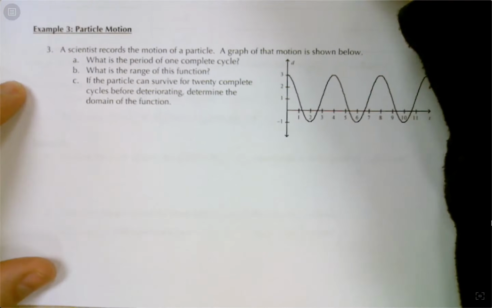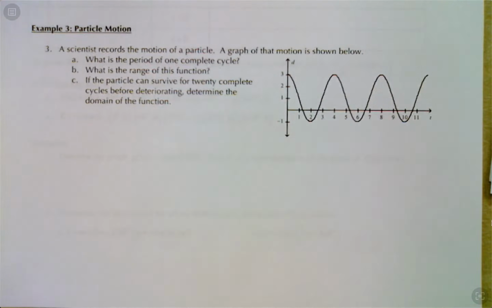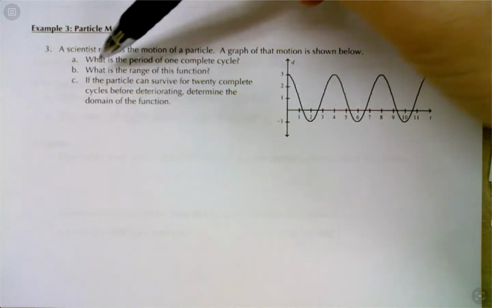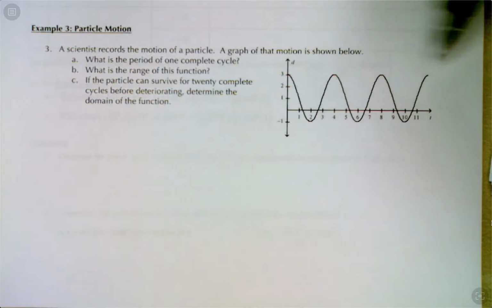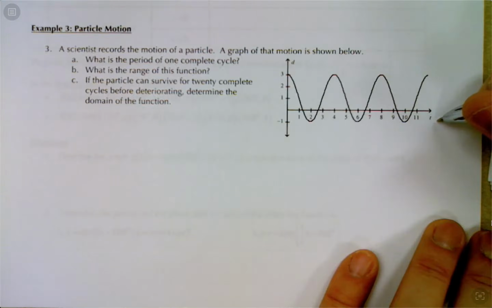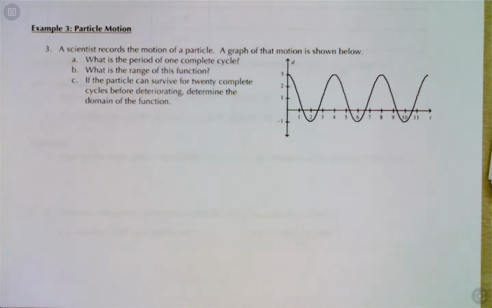All right, last example, example 3. There's a lot of space for 2 questions. Particle motion. A scientist records the motion of a particle. A graph of that motion is shown below. We've got d distance, t times. What is the period of one complete cycle? We don't have any units here, I don't think. Well, let's just keep it unitless. It didn't tell us the units, we'll keep it unitless.